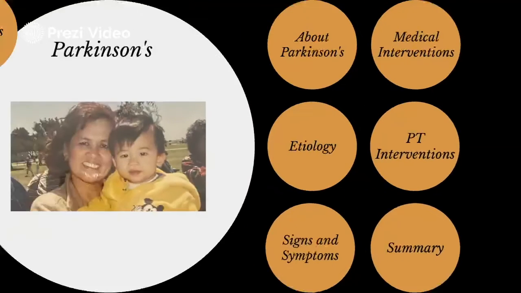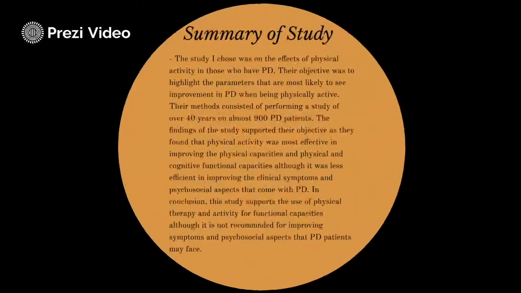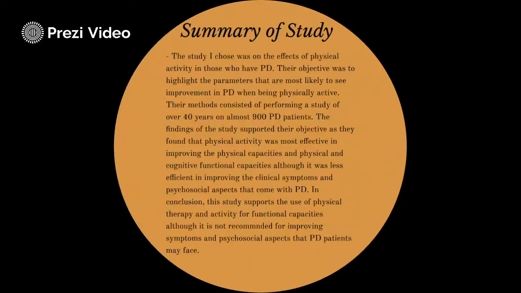And then last but not least, what we'll be going over is just a summary of the study that I chose. The study I chose was on the effects of physical activity in those who have Parkinson's disease. Their objective was to highlight the parameters that are most likely to see improvement in Parkinson's when being physically active. Their methods consisted of performing a study of over 40 years on almost 900 patients with Parkinson's disease.